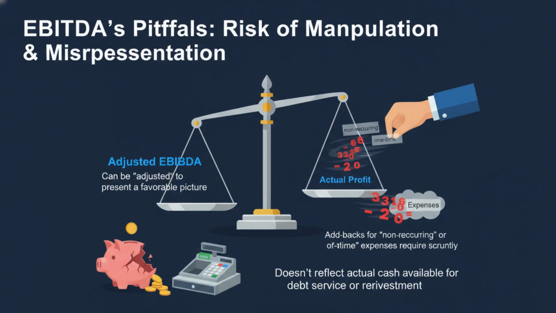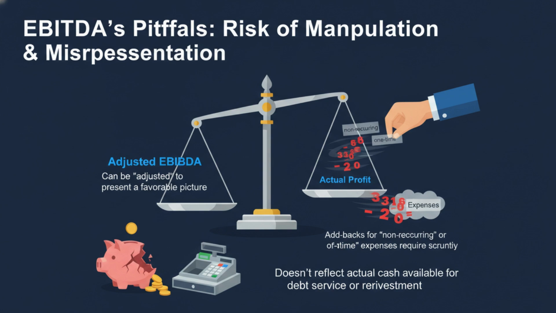Another significant concern with EBITDA is its susceptibility to manipulation or adjustment. Companies, particularly those under pressure to show growth or attract investors, might adjust EBITDA by adding back various non-recurring or one-time expenses. While some adjustments are legitimate, others can inflate the metric, presenting a more favorable picture than reality.